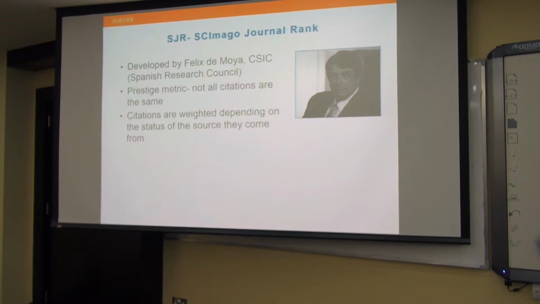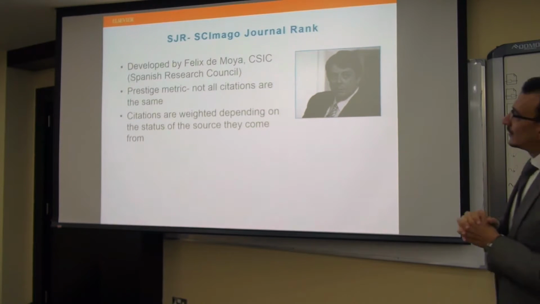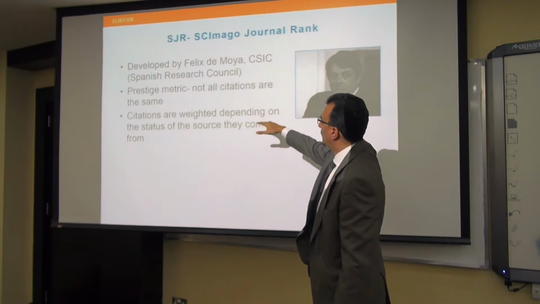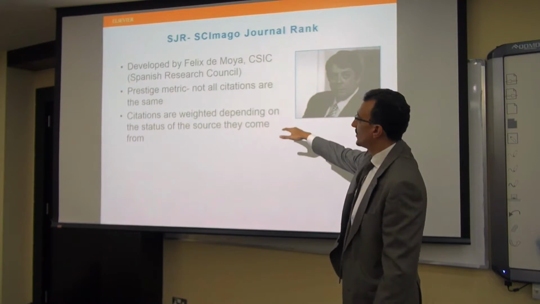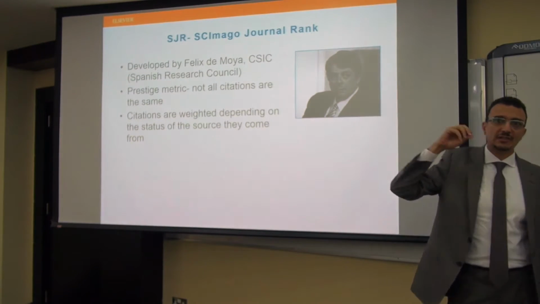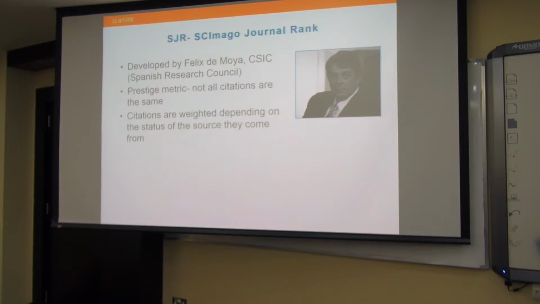Excuse me, can you explain the last point here, please? The last point. The citations are weighted depending on the status of the source they come from. So a citation coming from a journal like Nature has a higher weight than a citation coming from a journal like Wael Mansour journal, which is not known. It doesn't have that weight. It's not like Nature or Cell or whatever.